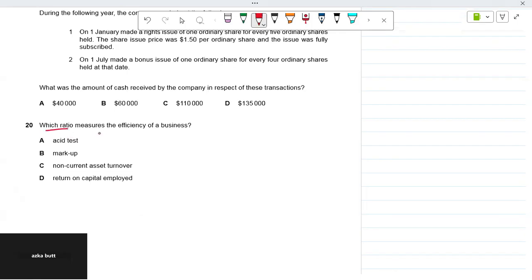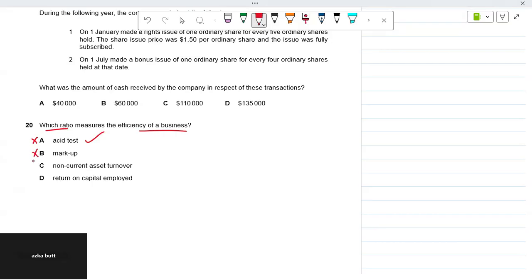Now let's see question number 20, which ratio measures the efficiency of a business. First one is the acid test ratio. The acid test ratio measures a company's ability to meet its short-term obligations with its most liquid assets, and its formula is current assets minus inventory divided by current liabilities. This focuses on liquidity, not efficiency. Let's see the markup. Markup indicates a percentage added to the cost price to determine the selling price, and its formula is selling price minus cost price divided by cost price. So its focus is on pricing strategy, not efficiency.